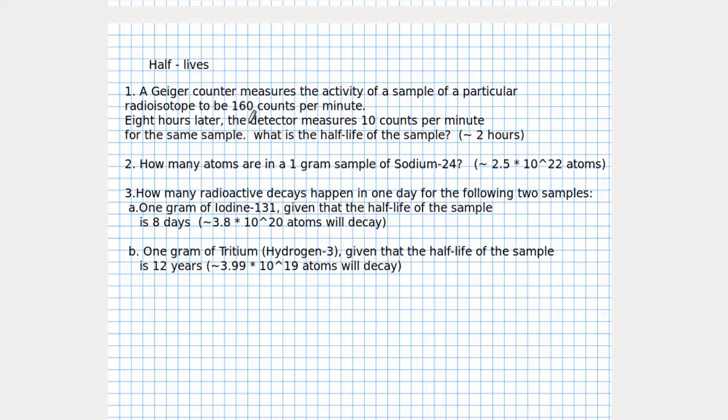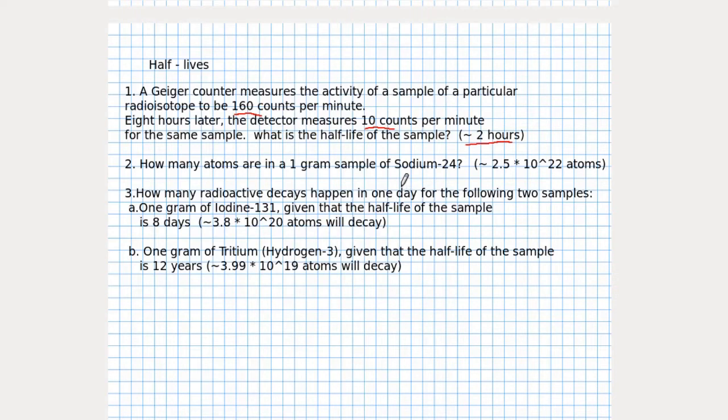So you measure that it's counting 160 of those things hitting it every minute. And then 8 hours later you return and you measure it again and you find it's only measuring 10 counts per minute. So you're getting less radiation from it 8 hours later. And the question is, what's the half-life of the sample? And it turns out that it's about 2 hours, and you're going to figure out how to get that.